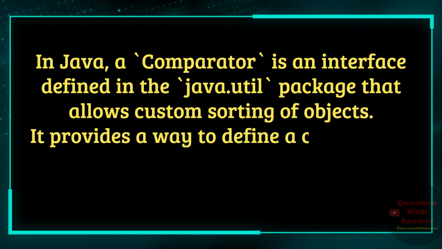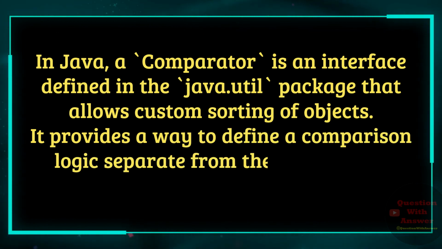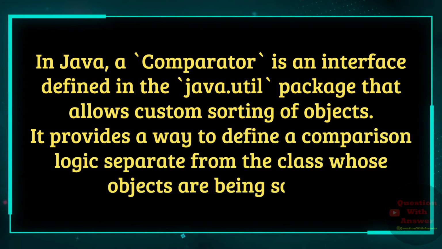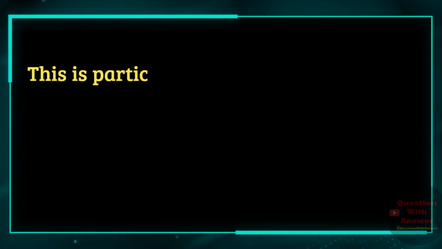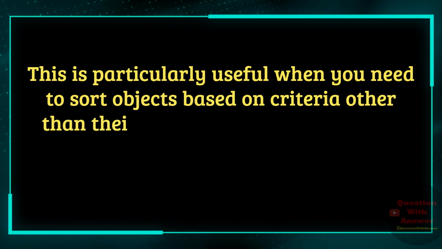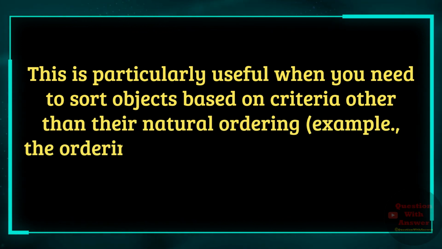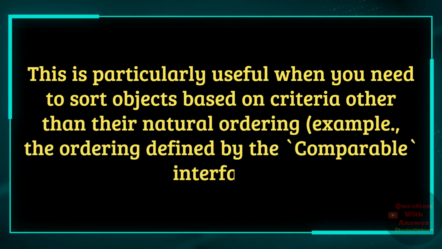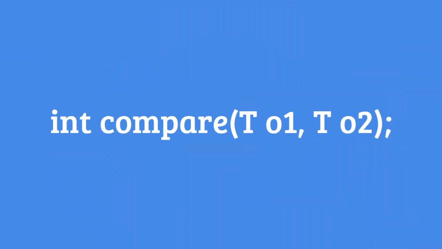It provides a way to define a comparison logic separate from the class whose objects are being sorted. This is particularly useful when you need to sort objects based on criteria other than their natural ordering, for example, the ordering defined by the comparable interface. The comparator interface contains a single method.